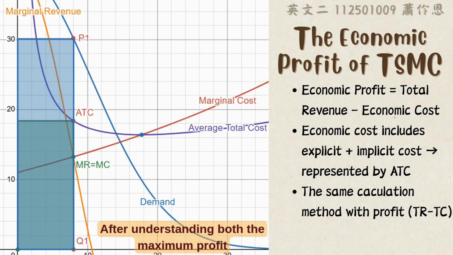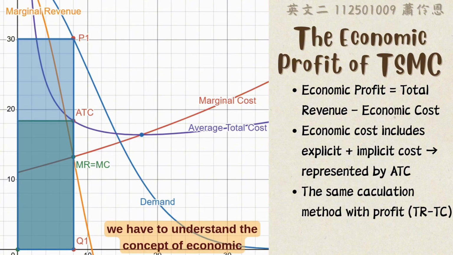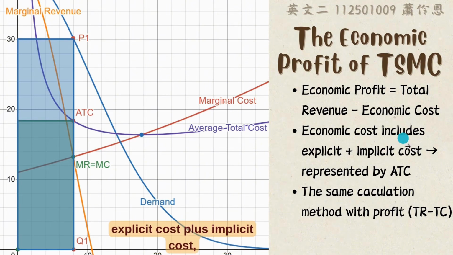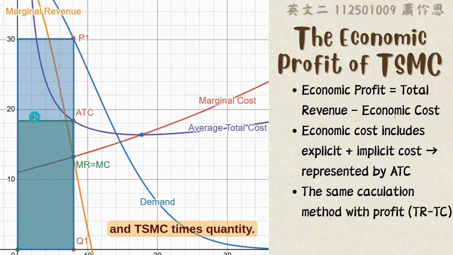After understanding both the maximum profit and the cost, to calculate the total economic profit for TSMC, we have to understand the concept of economic cost first, which equals explicit cost plus implicit cost, and is also represented by the average total cost diagram. Therefore, the economic profit also equals the amount between the price and ATC times quantity. Also, total revenue minus total cost, which is explained before.